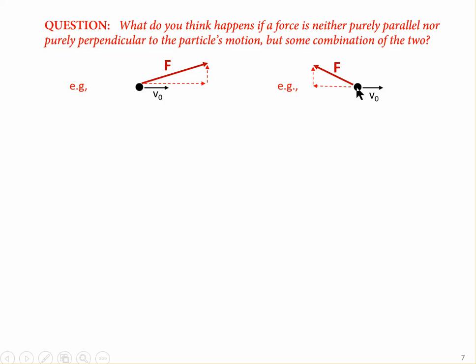So what's going to happen is the particle, rather than just moving along to the right, it's going to slow down but bend upwards at the same time. Once again, this particle, as it moves, this force here is going to cause the particle to slow down. So its rightward motion is going to slow down, but it's also going to bend upwards, kind of like this.